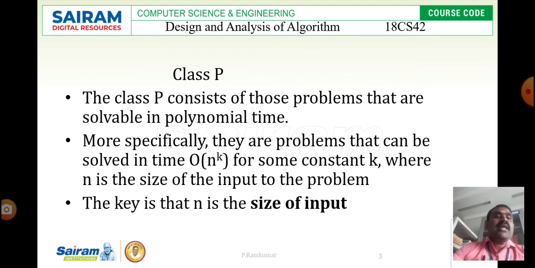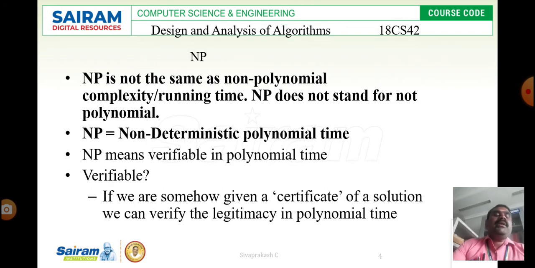That's what I told you, that if I have an algorithm for adding two numbers, only 5 lines are enough. So the time taken by execution of the algorithm is order of n power k. So this depends on the size of the input. NP means non-deterministic polynomial time, that is non-polynomial complexity or running time. An extra time will be required to execute the task. It will verify the value, verify its computation, verify its calculation within polynomial time.